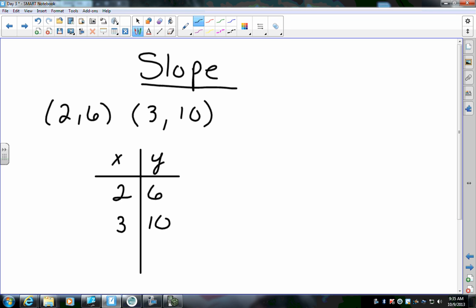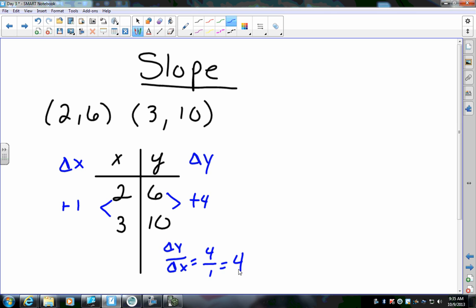Now to find the slope, which is the same as finding a coefficient, we did it when we were trying to find if things were linear. We would do delta y over delta x. Delta y right here is plus 4. Delta x is 1. So delta y over delta x is 4 divided by 1, which is 4. 4 would be my slope. That's what we've done before.